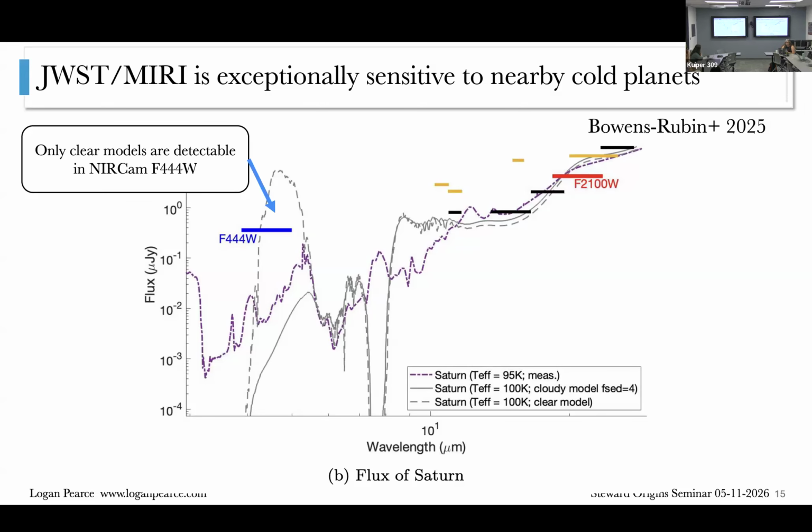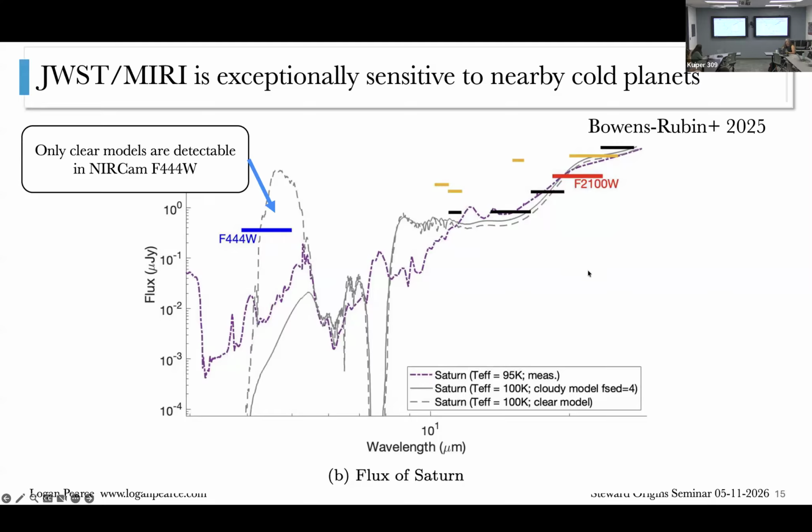So this is a plot from their paper showing a clear model of a Saturn-like planet in the gray dash, and the purple and solid are cloudy models. And the solid line, the horizontal bars, show the sensitivity limit for the different filters. So for the NIRCam F444 filter, so that's 4 microns, the only model that is above the sensitivity limit is the clear model, and the cloudy ones are too faint. Whereas if you go out to longer wavelengths, this is the MIRI 21 micron filter, they're all above the sensitivity limit for MIRI.